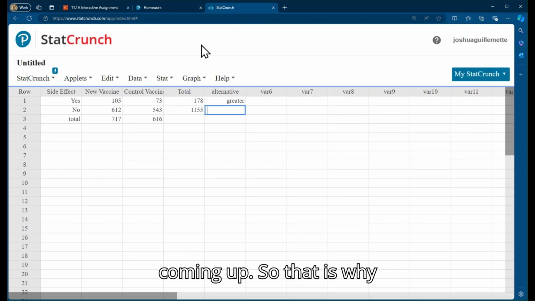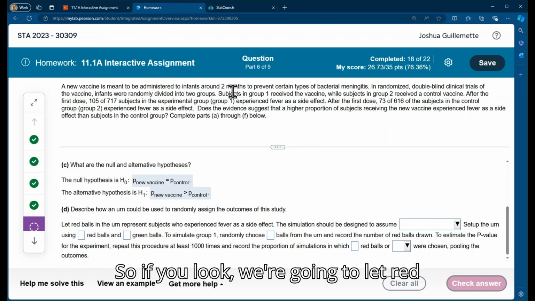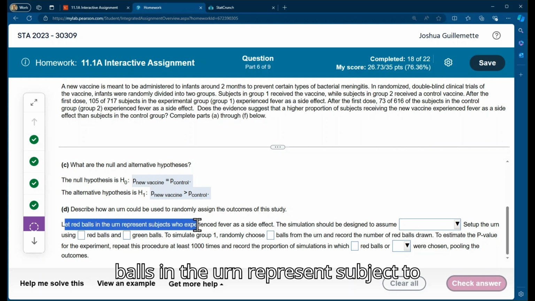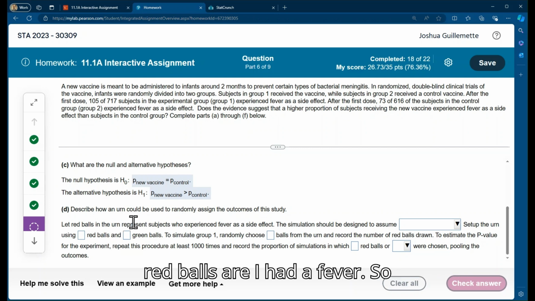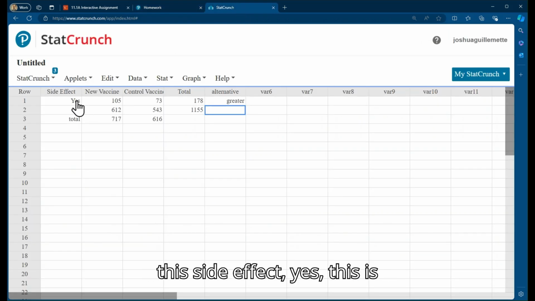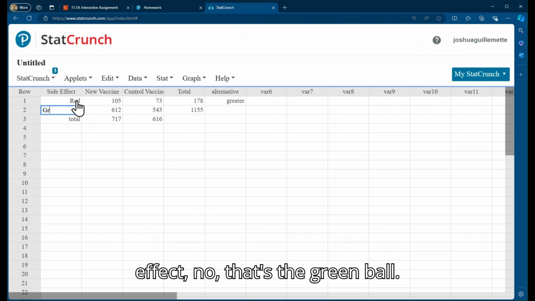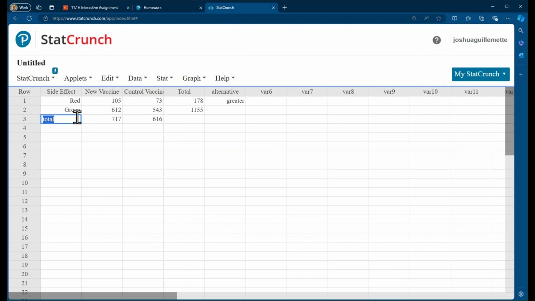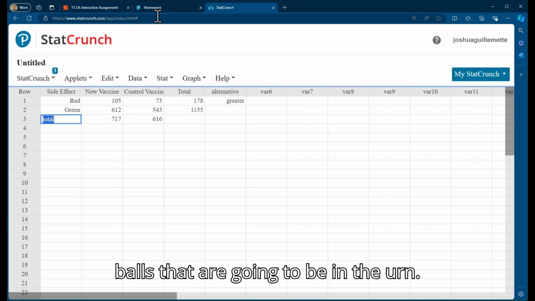So that is why I set up the table the way that I did. If you look, we're going to let red balls in the urn represent subjects who experienced fever as a side effect. Okay? So red balls are, I had a fever. So side effect, yes, is the red ball, and side effect, no, is the green ball. And total is just the total number of balls that are going to be in the urn.